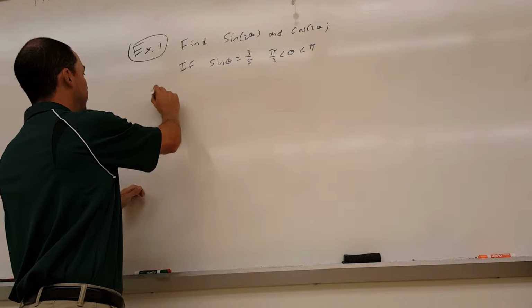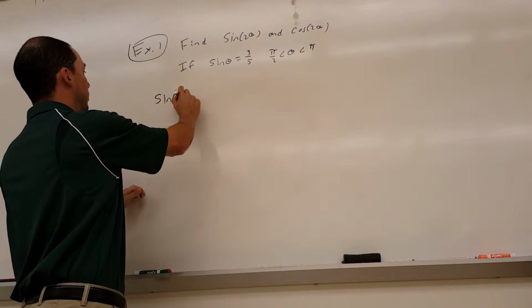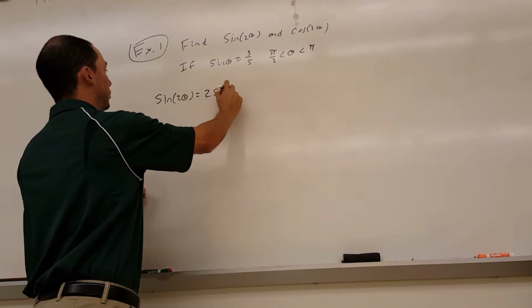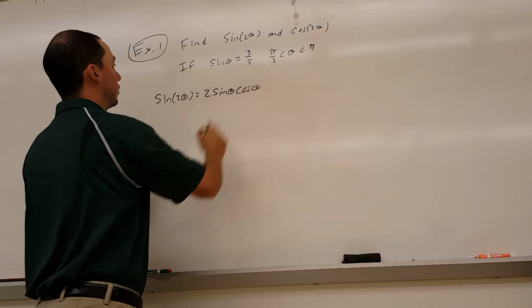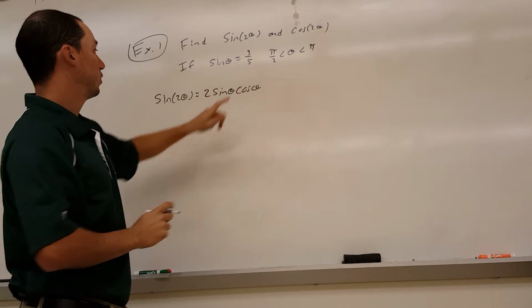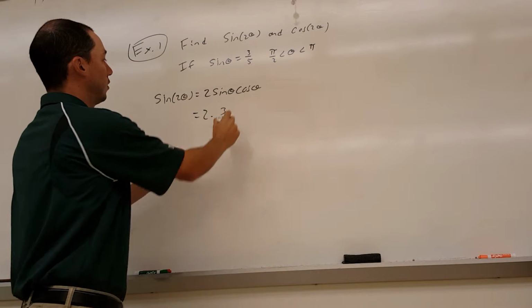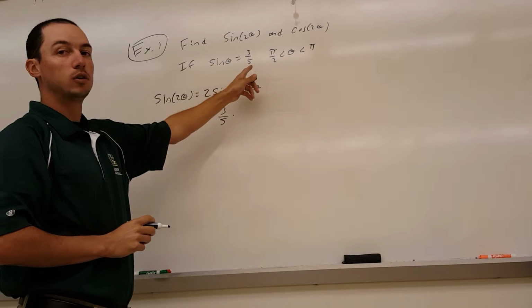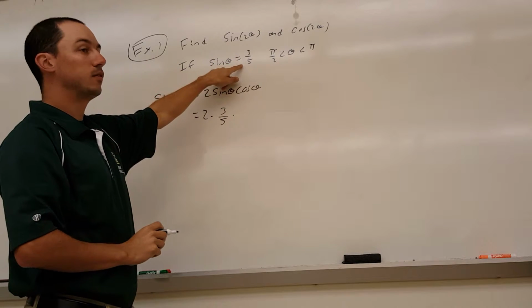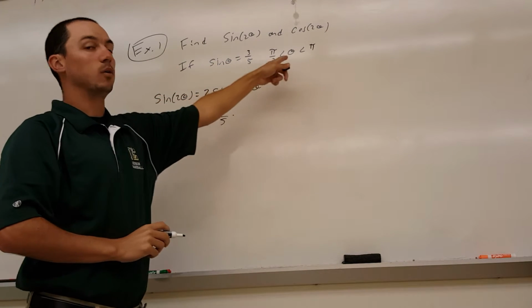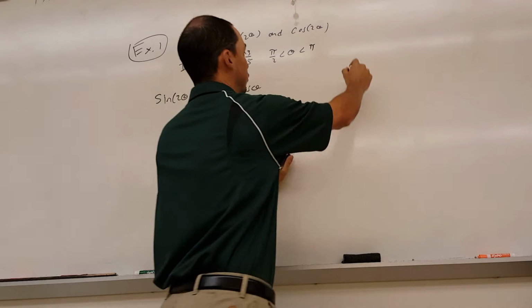Sine of 2 theta is equal to 2 sine theta times cosine theta. We've been given sine theta is 3/5. So 2 times 3/5 times cosine of theta. We don't know cosine theta, but we've been given the sine of theta. We know what quadrant it's in, so you have to draw your reference triangle.